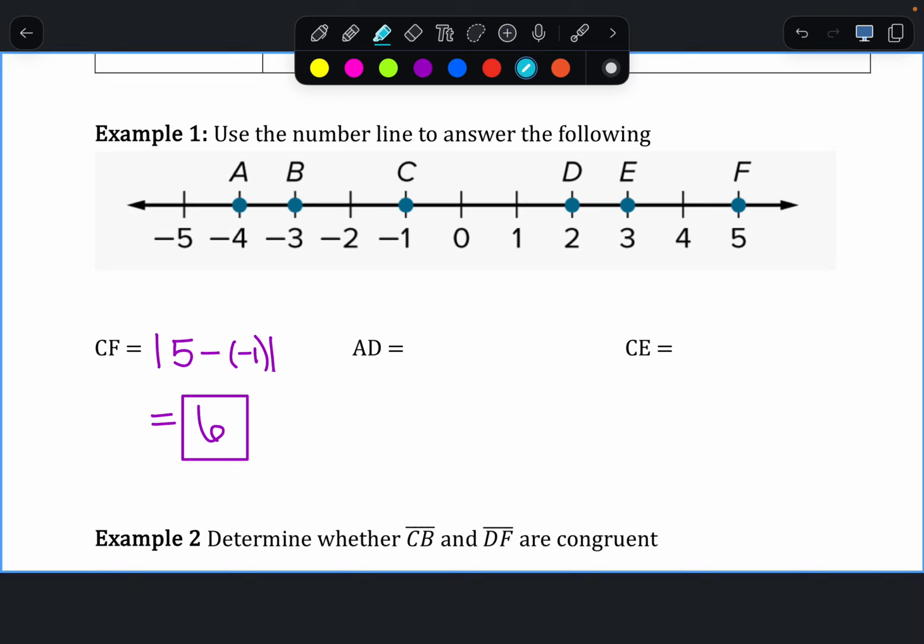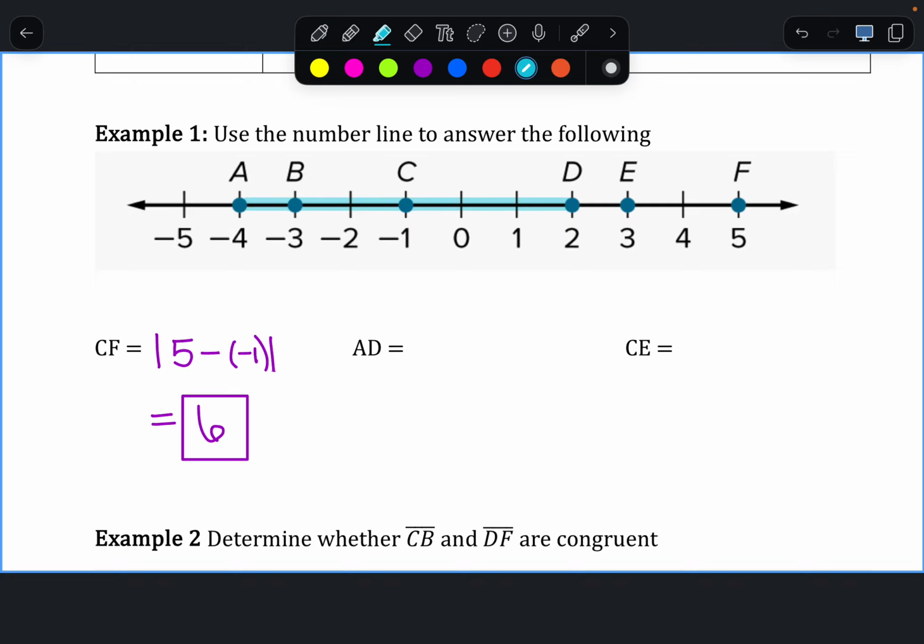Are we counting 0 as a point or no? Yes. And whether it be 7 or 2? So if I start here and end here, 1, 2, 3, 4, 5, 6. It's 6, yeah. Okay, how about A to D?